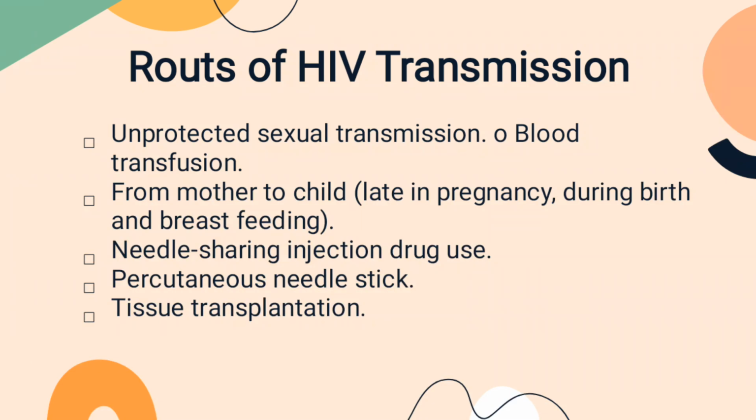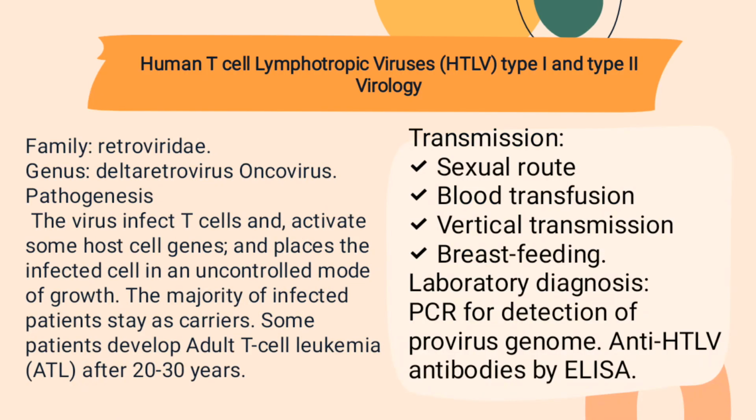The routes of HIV transmission are unprotected sexual transmission, blood transfusion, from mother to child in late pregnancy or during birth, breastfeeding, needle sharing in injection drug use, percutaneous needle stick, and the last is tissue transplantation.